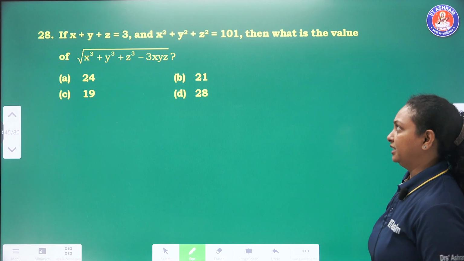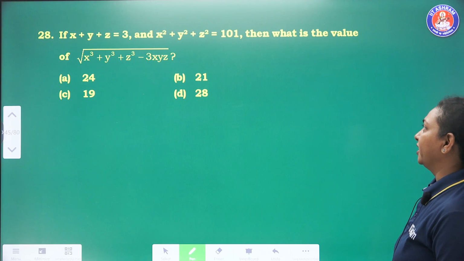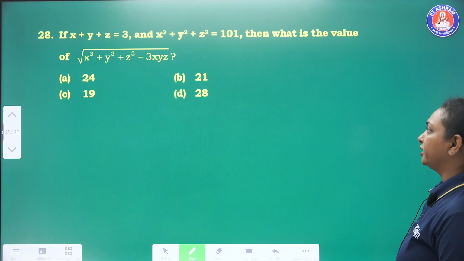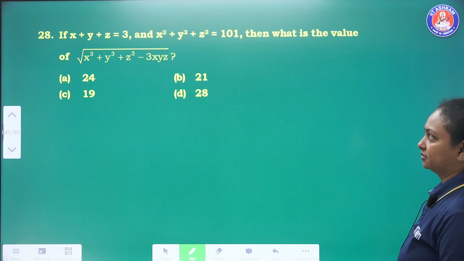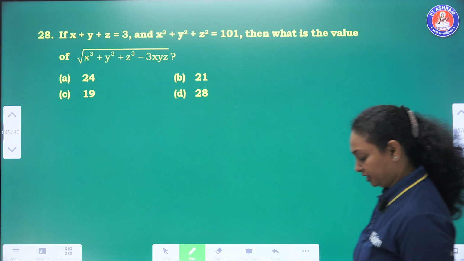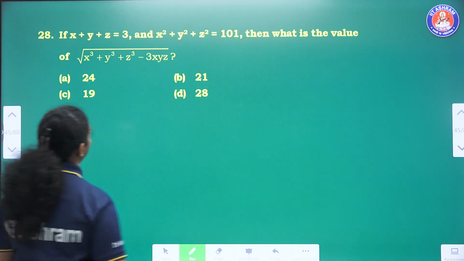x plus y plus z is equal to 3 and x square plus y square plus z square is given to you, and you have to find what is the square root of this. How do we find that? It's so simple. We have to use the identity.